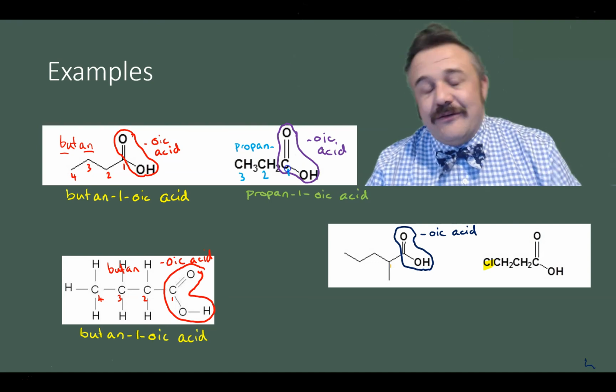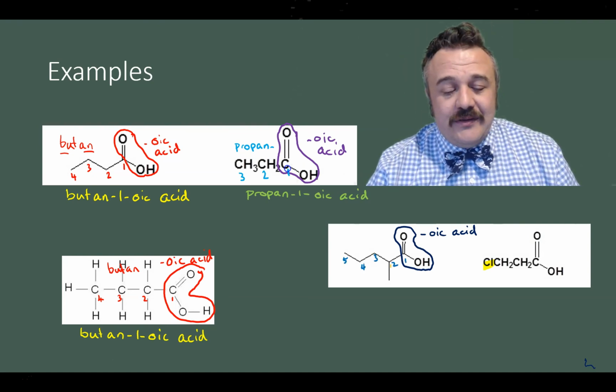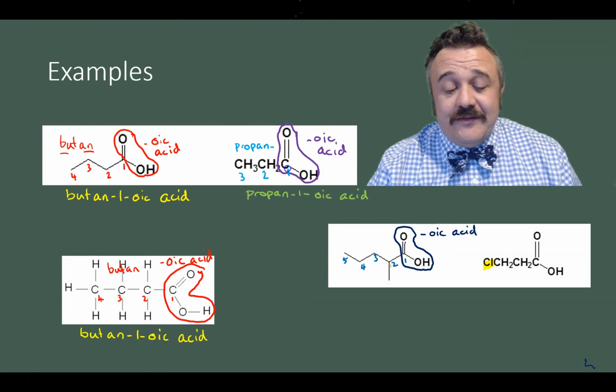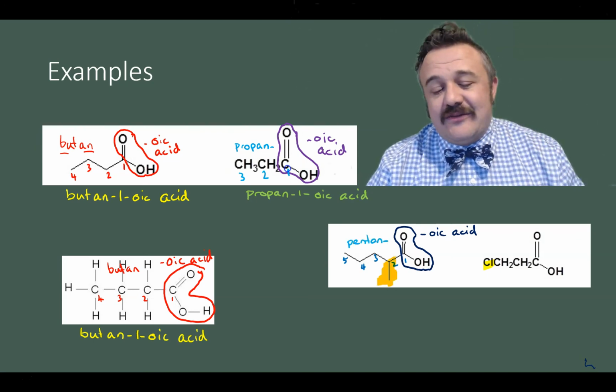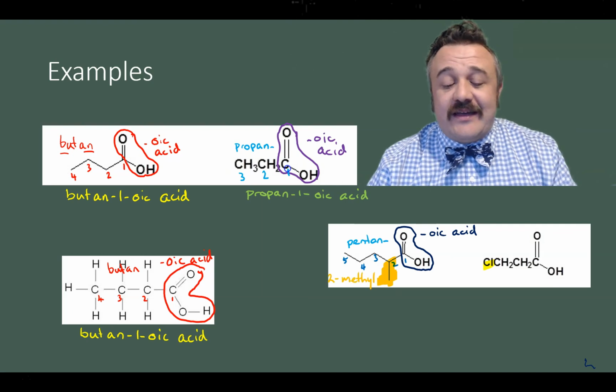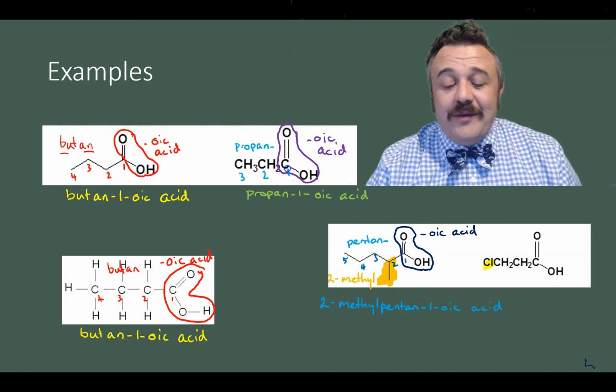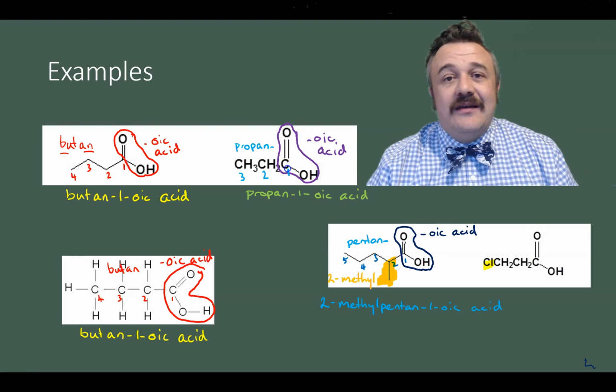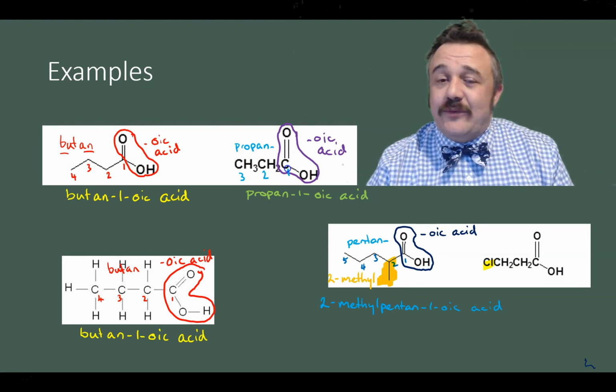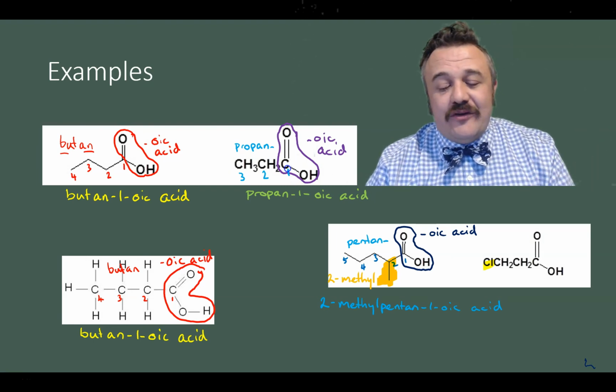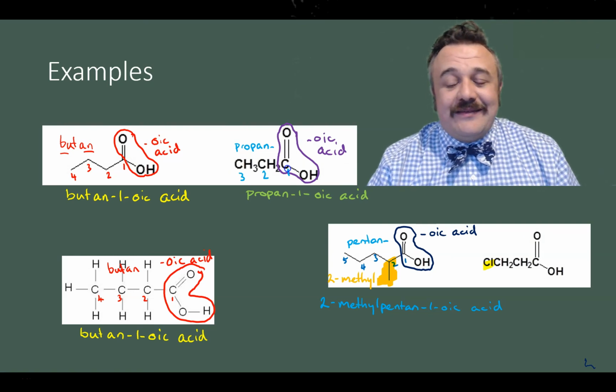Then on the next one, we identify our carboxyl group. 1, 2, 3, 4, 5. So that's going to be pentane. But there's a sweet little methyl group there, and that's on the second carbon, so it's 2-methyl. So it becomes 2-methylpentane 1-oic acid. And that 2-methylpentane 1-oic is all one word. Remember that? No spaces.